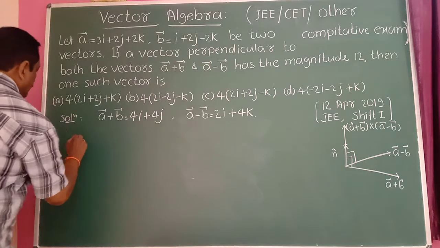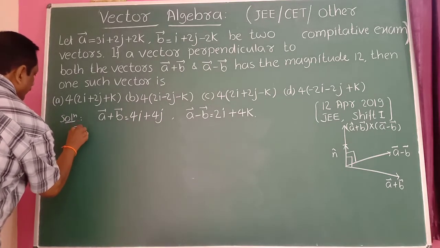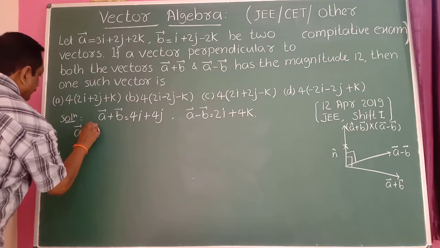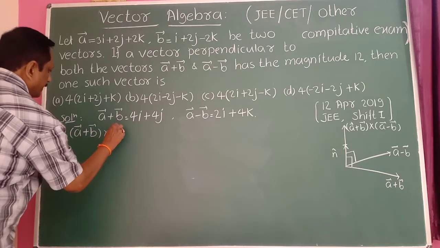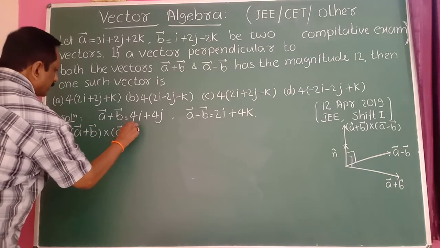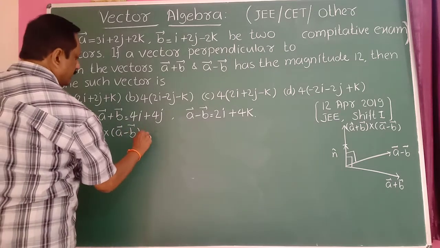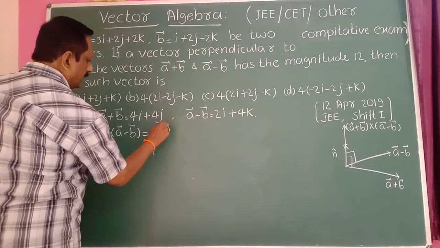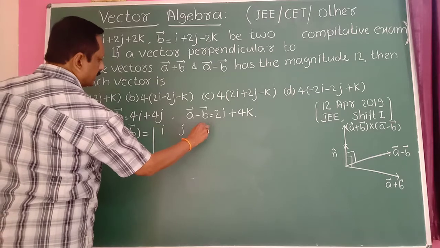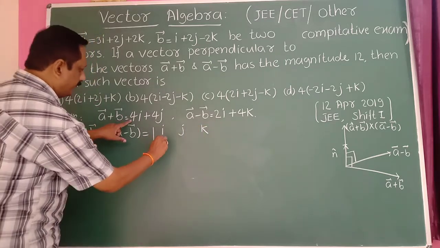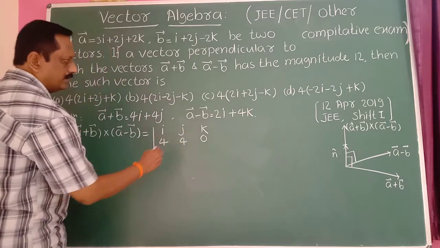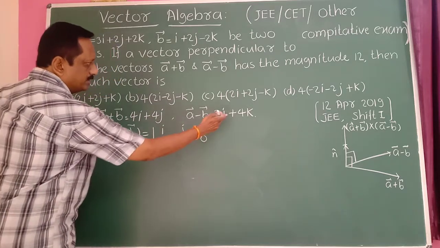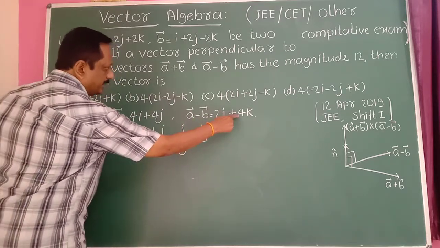Then find the cross product here: a bar plus b bar cross a bar minus b bar. That is equal to the determinant of i, j and k. Therefore 4, there is no k term here, so j is 0. Then 2, there is no j term, so 0. And right here this 4.